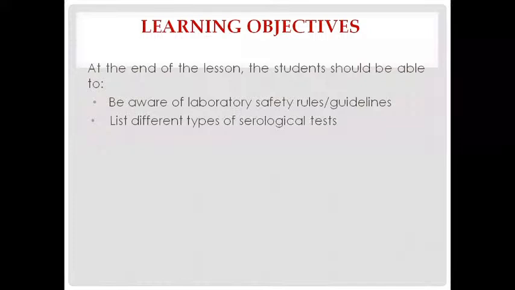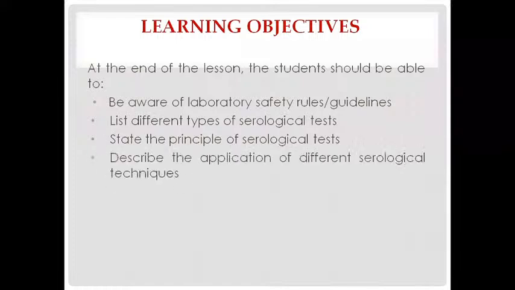Then you also need to list different types of serological tests that are used, state the principle of serological tests, and describe the application of different serological techniques. When do you need a particular serological test, and why is it important? As you are aware, sometimes we have new or emerging infections. People are talking about using molecular techniques. Why not antibody techniques? And if you use them, would they make sense? For example, somebody is vaccinated. So the choice of these techniques in different applications is very, very critical.